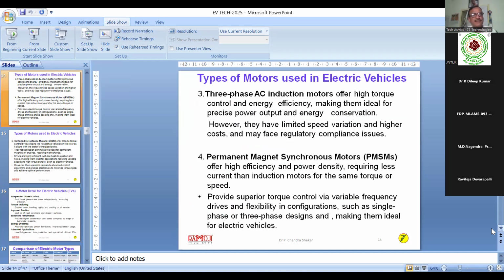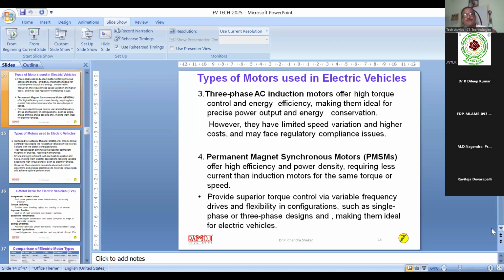Then now we have shifted to three-phase AC induction motors. They offer high torque control and energy efficiency, making them ideal for precise power output and energy conservation. However, they have limited speed variation and higher cost and may face regulatory compliance issues. It has its own problem because when these motors are installed, we had an induction problem, heating, thermal management. So that's why not many of these motors are used.